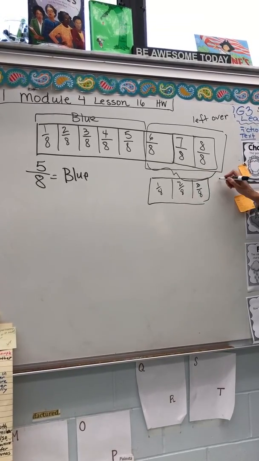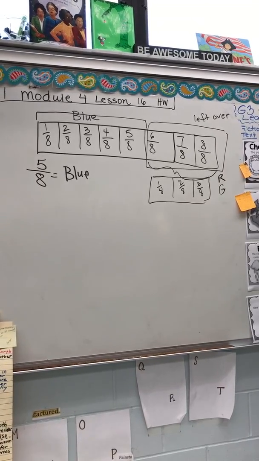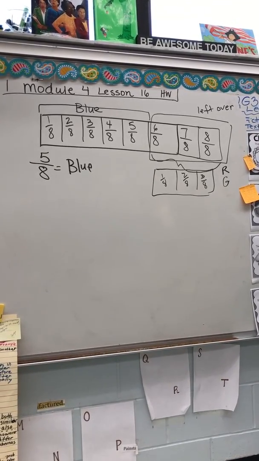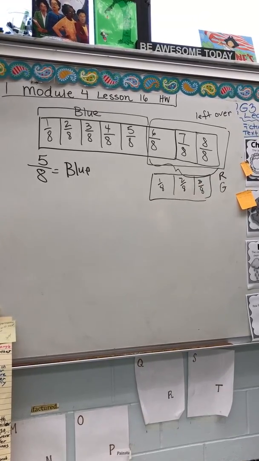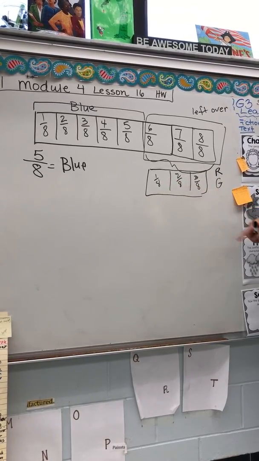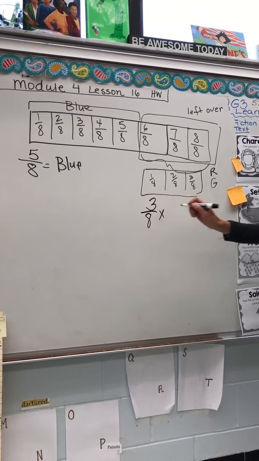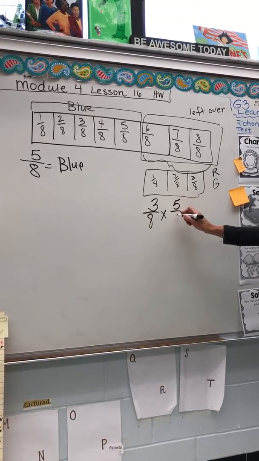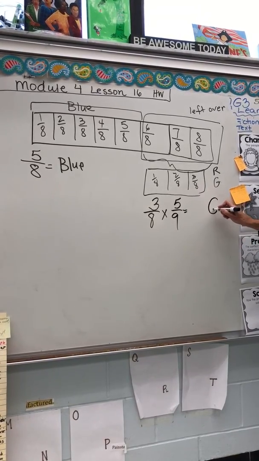This combination here is going to be somehow an amount of votes for red and an amount of votes for green. We don't know how many for each yet. That's what we're trying to find out. Now, if we look at our directions, it says of the remaining votes, 5/9 were for green. How many are here for the remaining? 3/8. So we're going to take 3/8, and how much are for green? 5/9. So we're asking 5/9 of the 3/8 is for green.